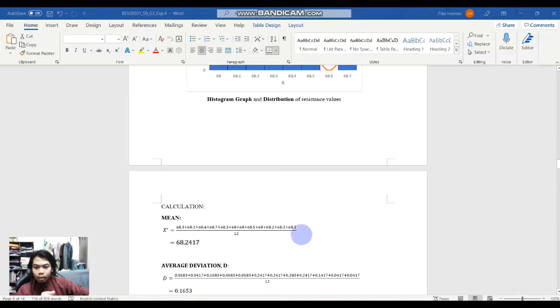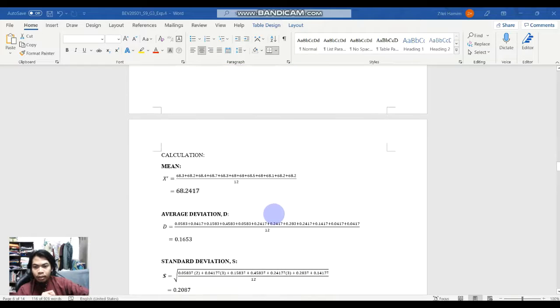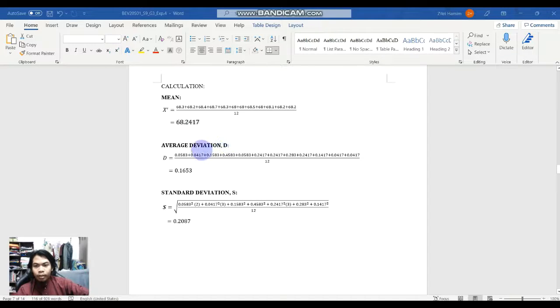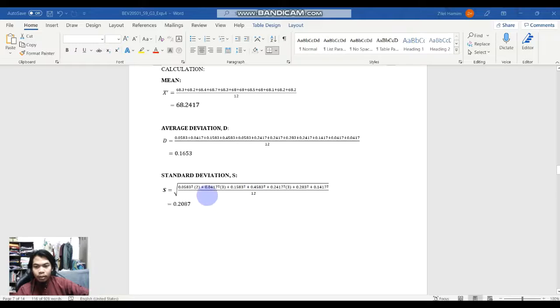And lastly, we have the calculations. So as for the mean, we got 68.2417. For the average deviation D, we got 0.1653. And lastly, for the standard deviation S, we have 0.2087. So that's all for sample 2. Thank you.